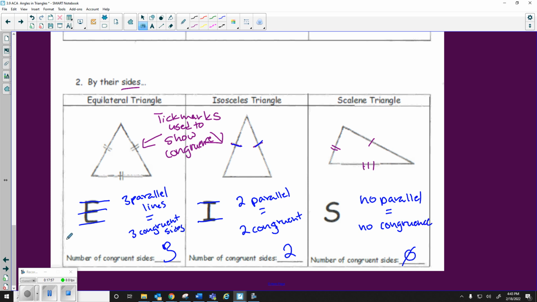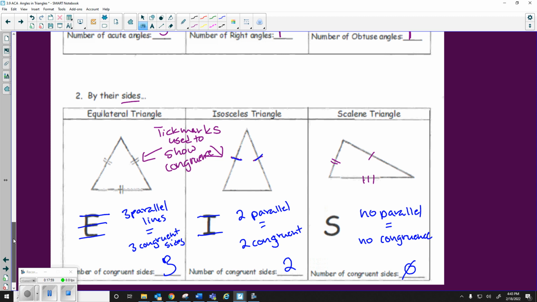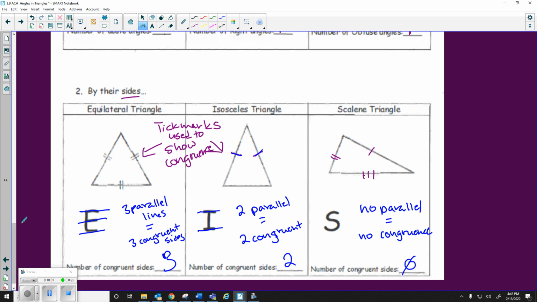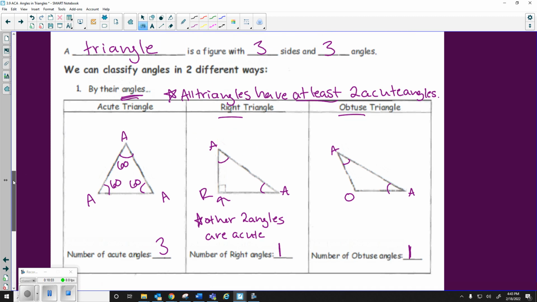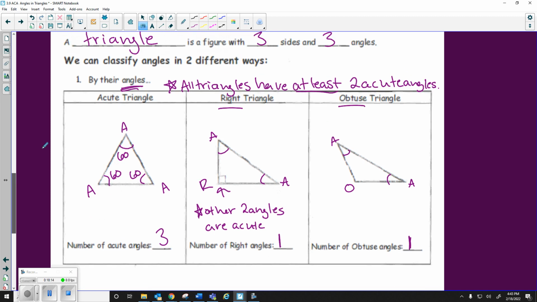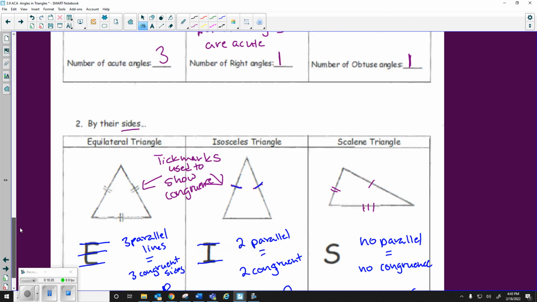Okay. Again, by sides is talking about the side lengths. They can have equal side lengths. And then for the angles, we're looking at the third angle. We cover up 2 of the acute angles, and then whatever the third side is. Okay? I always think, because you can name them in 2 different ways, it's like giving them a first name and a last name. One name is by angles, one name is by sides.